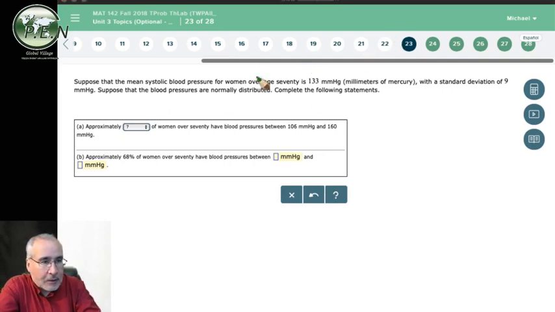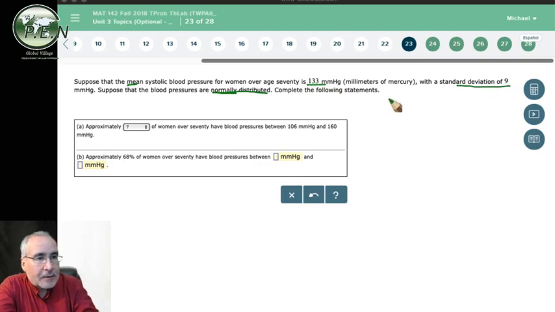So now let's come to the information. And this is important. We're told that blood pressures are normally distributed. We're supposing it. If it's normally distributed, there will be a mean. So the mean blood pressure is 133 with a standard deviation of 9. They use these symbols for the mean, 133, and the standard deviation. They use this one, or you can use SD. It's going to be 9.